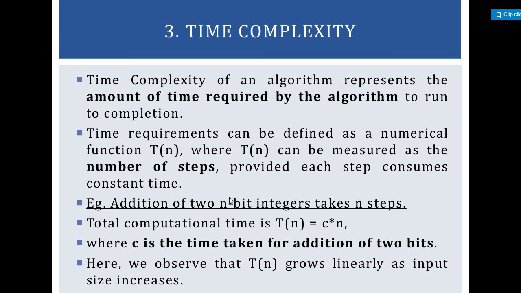The time complexity of an algorithm represents the amount of time required by the algorithm to run to completion. The time requirement can be defined as a numerical function T(n), where T(n) can be measured as the number of steps, provided each step consumes constant time. For example, addition of two n-bit integers takes n steps. So the total computation time is T(n) = c * n, where c is the time taken for addition of two bits. Here we observe that T(n) grows linearly as input size increases.